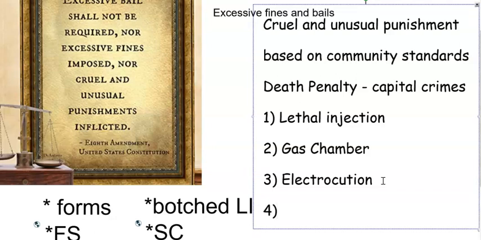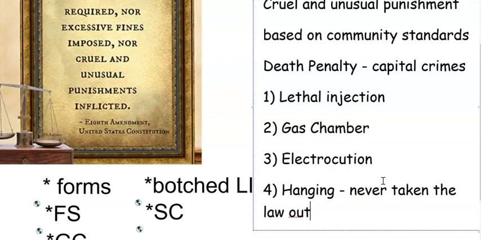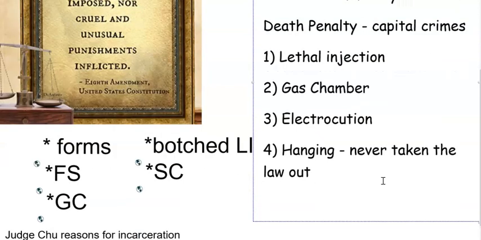A fourth one is hanging. Now, Delaware, I think, is the state that still has this. Delaware has never taken the law out, which means since it's still in legislation, it is still a possible form of execution, even though they haven't used it for a long time. And number 5 is firing squad.